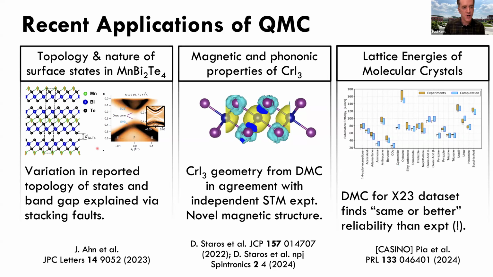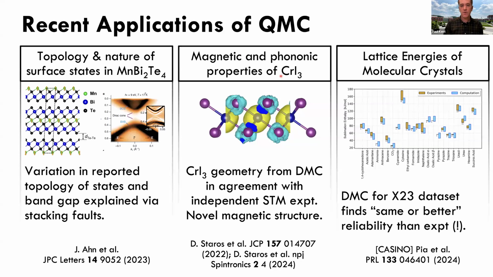I'd also note one of the reasons why I picked this was that manganese bismuth telluride is actually a material made from quite heavy elements. And that's an area where we've seen a lot of development over the last few years, with quantum Monte Carlo calculations being run over more of the periodic table.